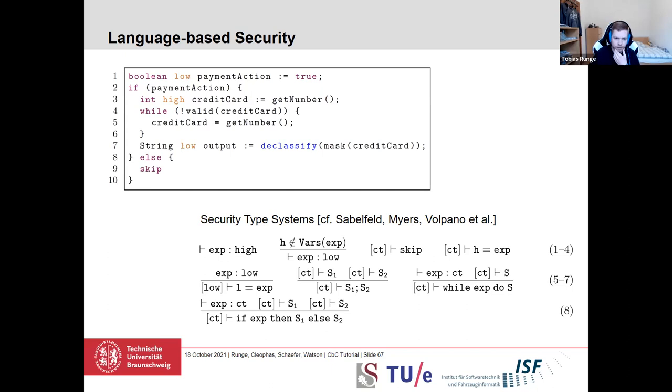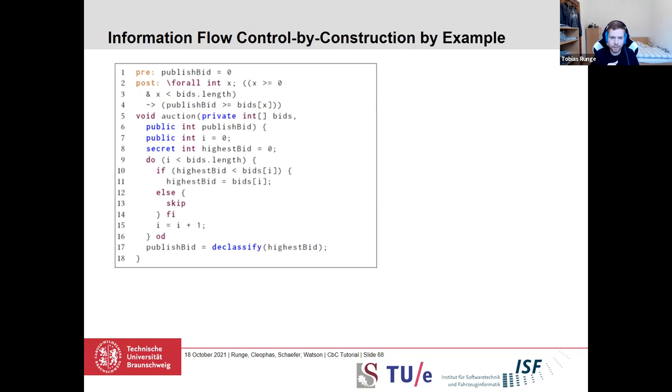When we now want to do it by construction, I want to give a little bit bigger example. It's similar to the max element algorithm that we saw before, but in more of a security context. We have an array of bids in an auction, and we want to compute the highest bid. We have our algorithm auction here. First we have an initialization phase where we say our highest bid is zero, and we start with the loop variable i also being zero. Then we loop through the array of bids. In each iteration, we check if the highest bid is smaller or bigger than the bid at position i. And in the end, we want to publish the result using a declassify operation.